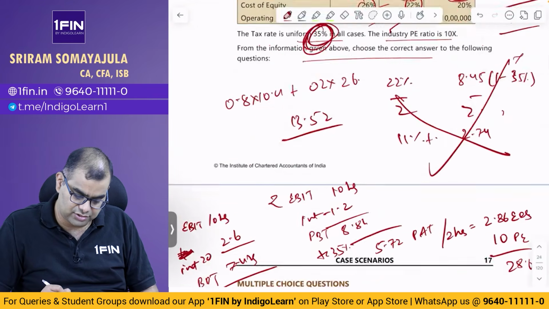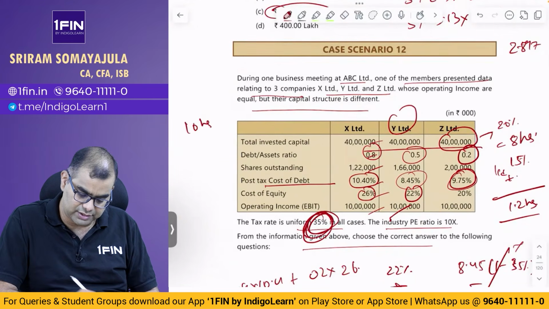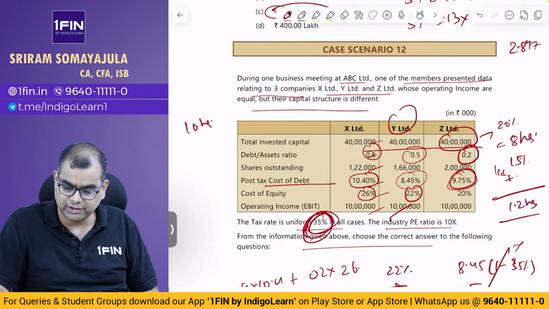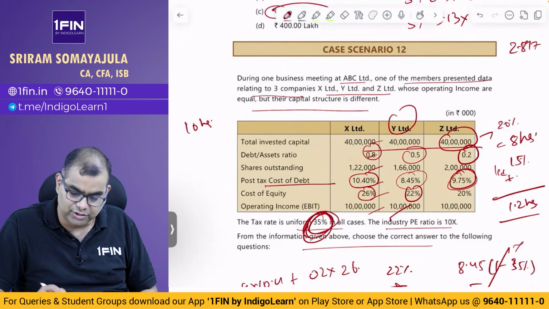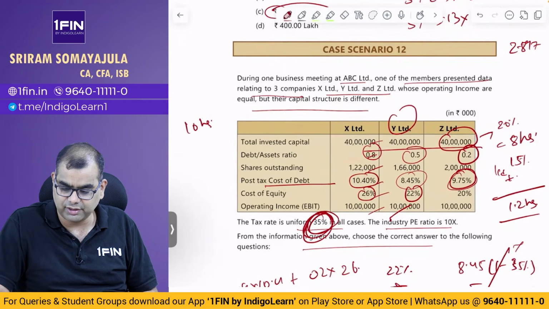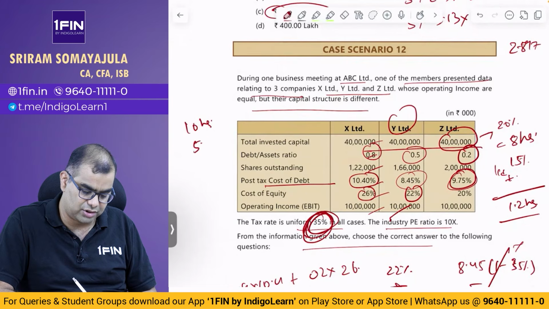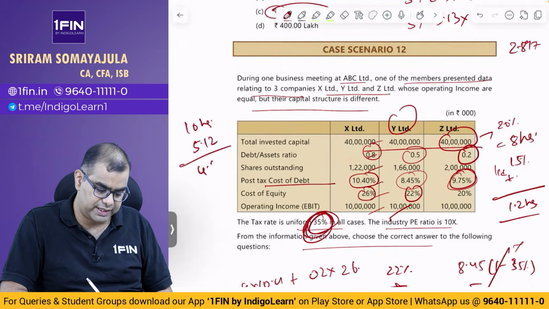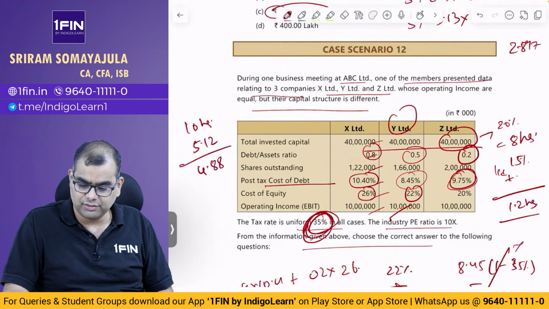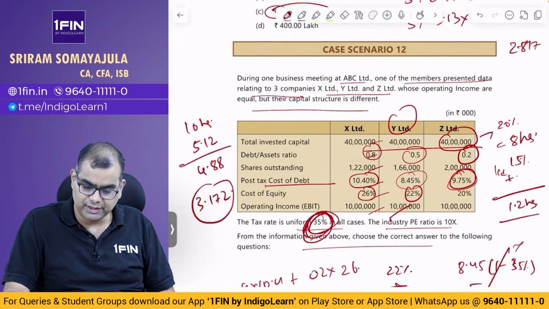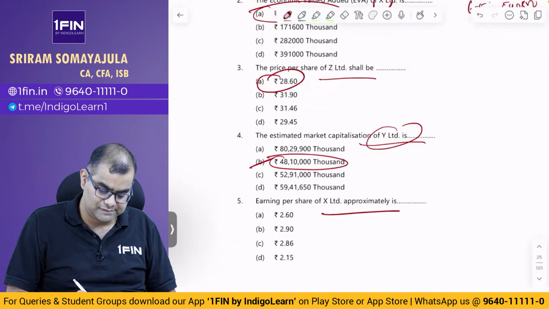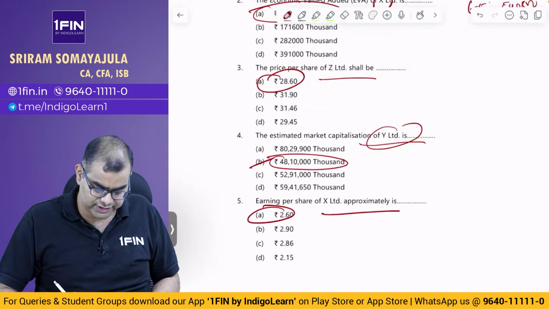Then EPS of X Limited. What is EPS of X? You have 10 lakhs of EBIT. Then you have 10.4 divided by 0.65. You get 16% as cost of capital. 16% of 32 lakhs into 32 divided by 100. You get 5.12 as your interest. So, you get 4.88 as PBT. Into 0.65 will give you PAT 3.172 divided by 1.22 is your EPS, which is 2.6. 2.6. Okay.